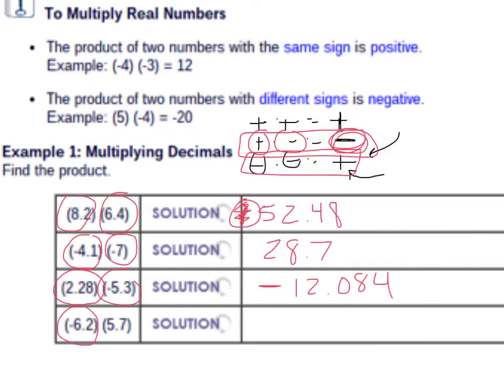Okay, so now we've got a negative times a positive, which means it falls into this category right here, and therefore it's always going to be negative. And you're thinking, well, does that positive have to be first, then the negative? It doesn't matter. If it's negative times a positive, well, that's still going to be a negative.